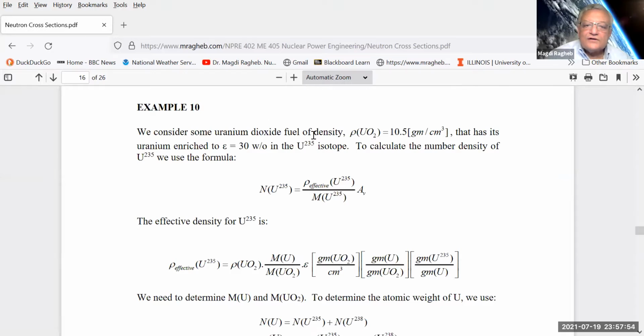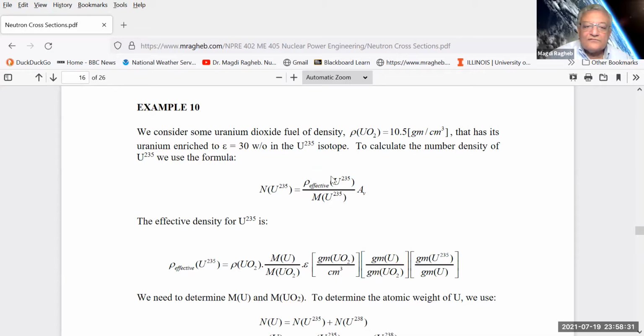If you take the uranium dioxide fuel, it's a ceramic, its density is 10.5 gram per centimeter cube. Remember, uranium has a density of about 18.9 gram per centimeter cube. But let's say that that uranium is enriched to 30% weight percent in the uranium-235 isotope. So if you want to calculate the number density of uranium-235, we take the effective density of uranium-235 and multiply it by Avogadro's number and divide by the molecular weight.